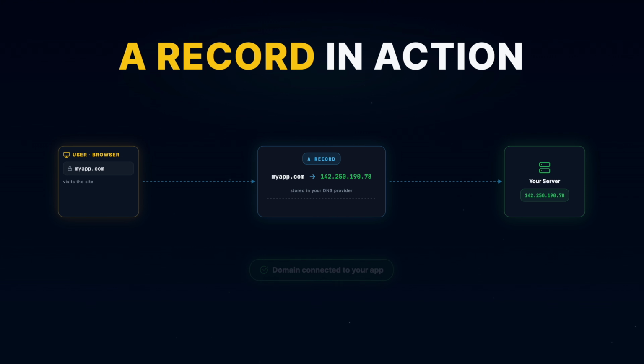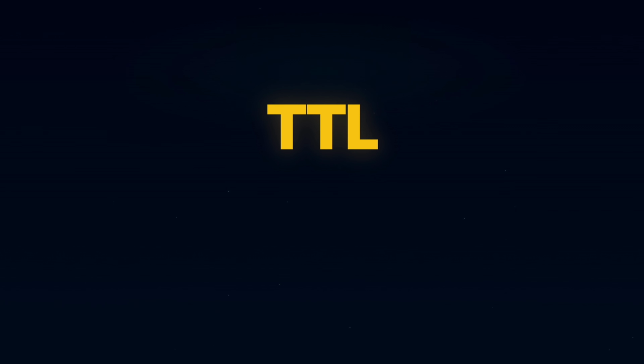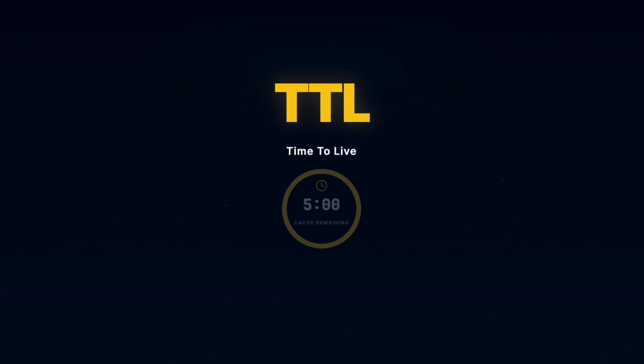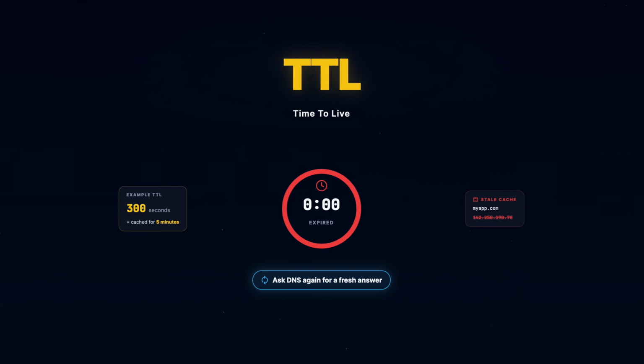Now there is one more important concept: TTL. TTL means time to live. It tells DNS systems how long they can keep a cached answer. For example, if a record has a TTL of 300 seconds, it can be cached for 5 minutes. After that, DNS systems should ask again for a fresh answer.